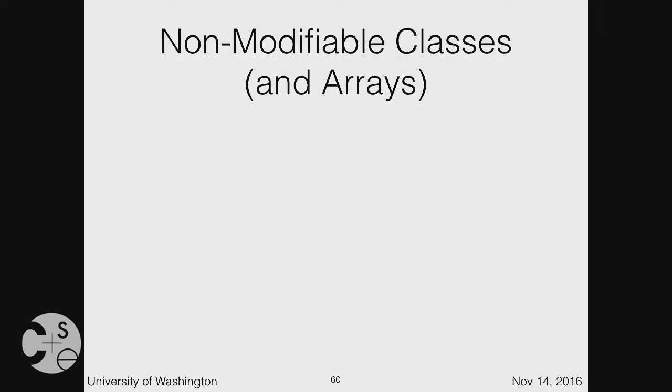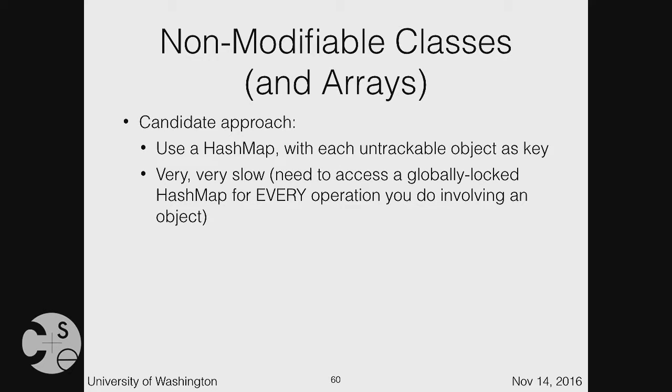So what do we do with these non-modifiable classes? We can't be adding this field to them. And what do we do with these arrays? One candidate approach could be to use a weak hash map, where we have every object as a key, and its value is what its tag should be. The problem is that this is going to degrade performance. We wanted something close to usable in deployment. We're going to need to access this globally locked hash map for every single operation that requires a tag. So that's not a great story.